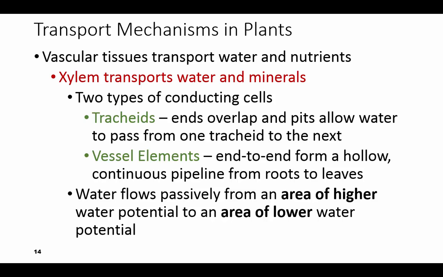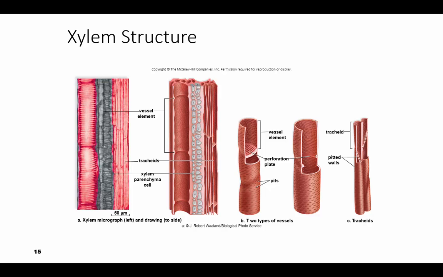And I'm going to flip over to the next slide to discuss it so that you can look at the diagram. This is xylem. And if you look at figure A on the left, you can see that it's got two types of conducting cells. It has tracheids and the vessel elements. The tracheids are in the red. The ends of these will overlap, and there's pits that allow water to pass from one tracheid to the next.